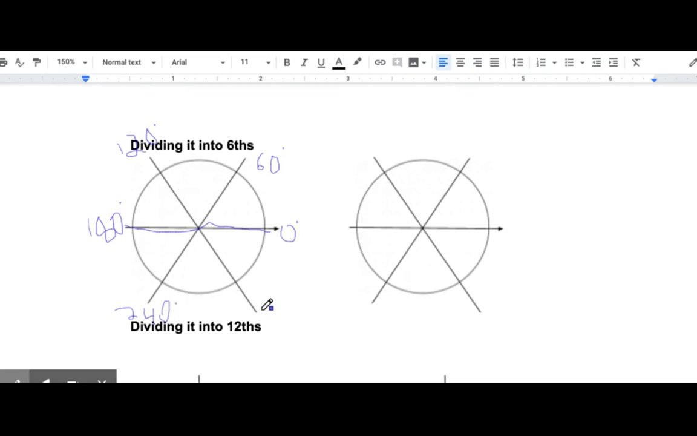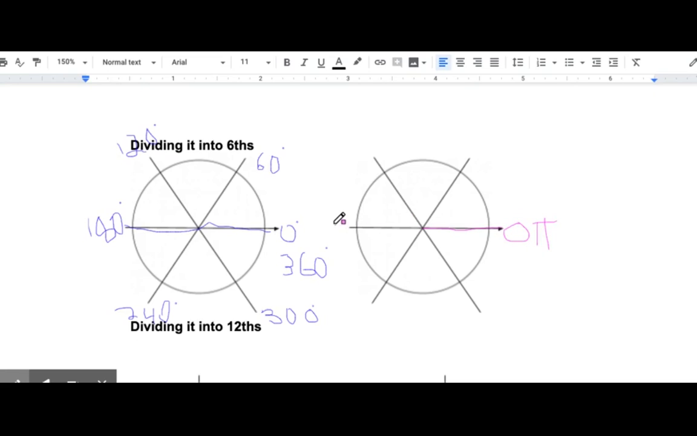60 more is 300. And then 60 more would take me back to my full circle all the way around, which is 360 degrees, if we're measuring in degrees. Now, if I ask you to measure in radians, when you start right here, without moving, you're at 0 pi.